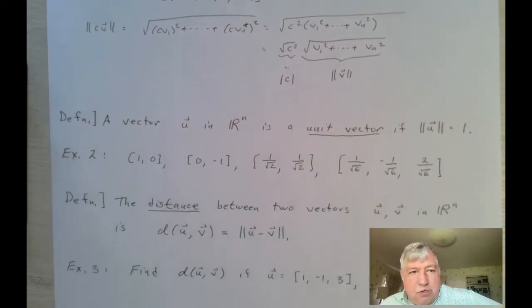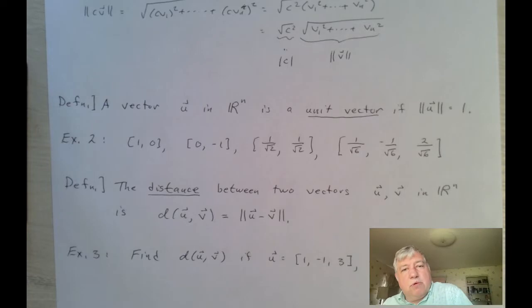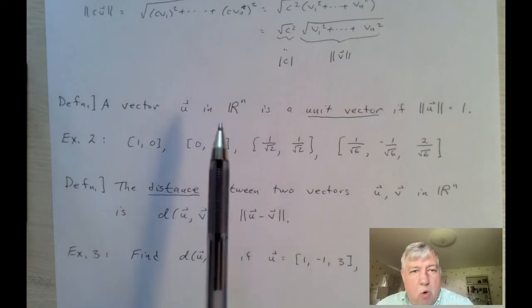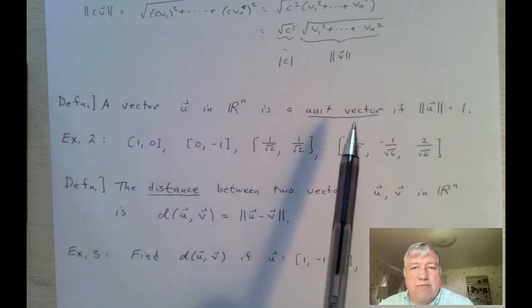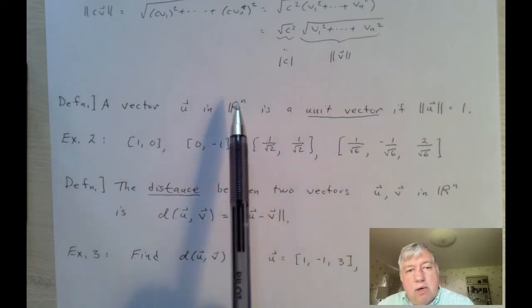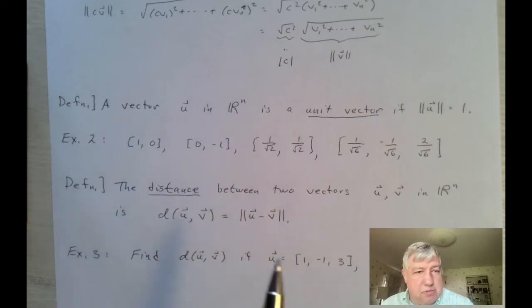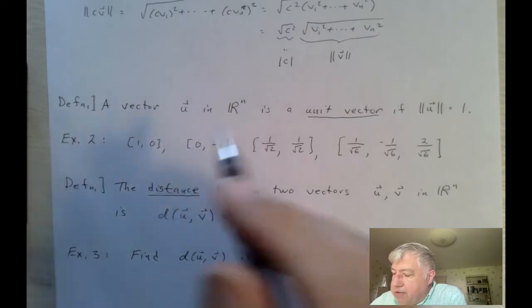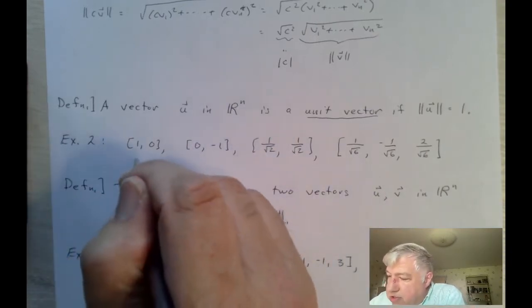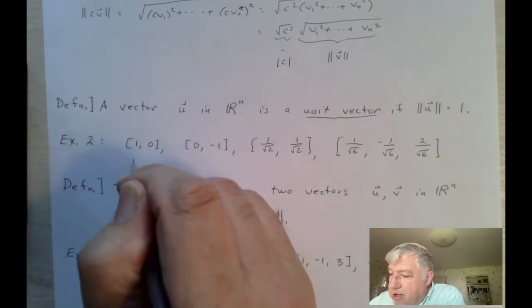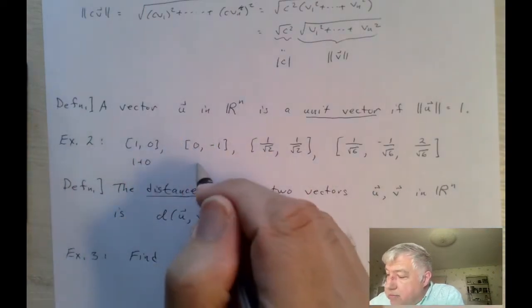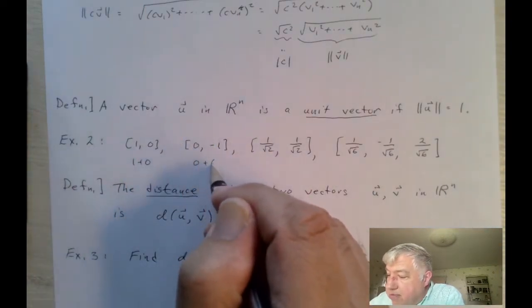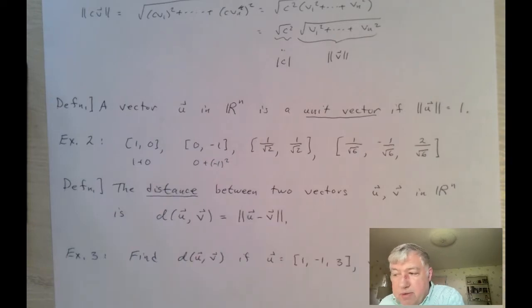Now there's a special type of vector which is called a unit vector, and that is simply a vector of length 1. And this holds no matter what; we can define unit vectors in all dimensions. So these are all unit vectors because their length is 1. We can see that 1 squared plus 0 squared is 1. Similarly, 0 plus negative 1 squared is going to be 1.